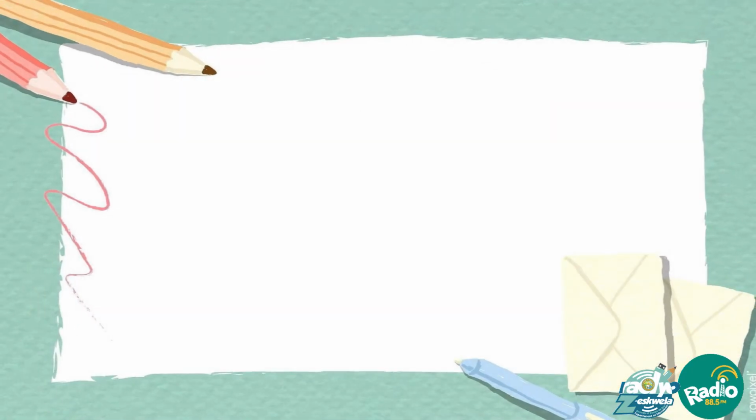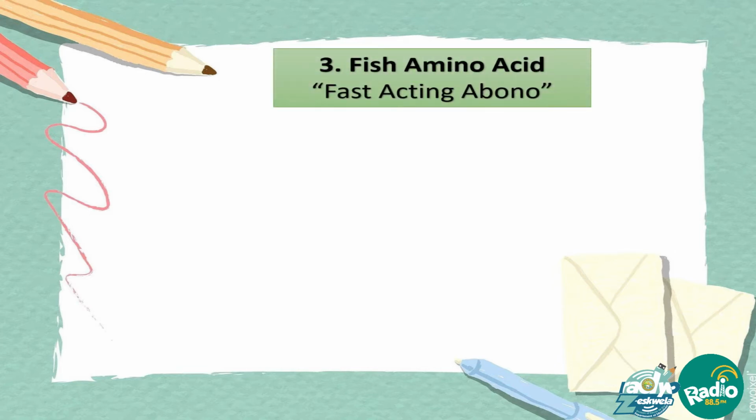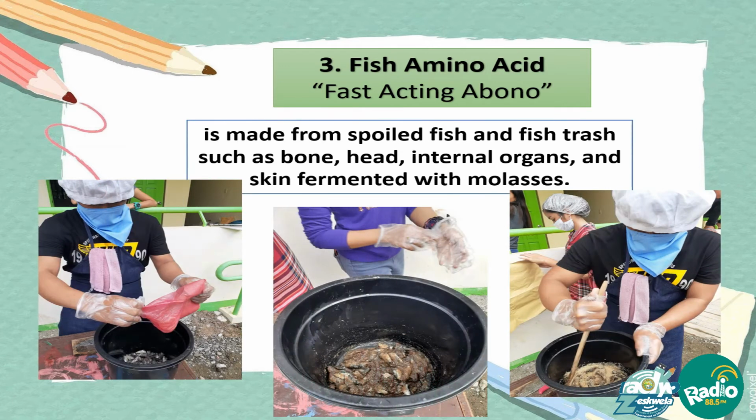The third concoction in organic agriculture is the fish amino acid, that is considered as the fast-acting abono. Fish amino acid is made from spoiled fish and fish trash such as bone, head, internal organs, and skin, fermented with molasses.